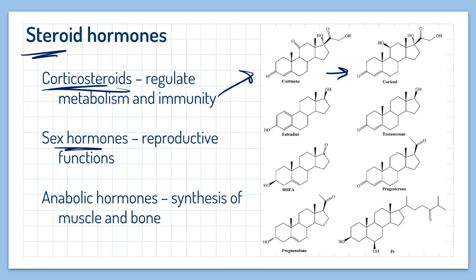We've got some sex hormones, so estrogen, progesterone, testosterone. These guys are all reproductively active hormones. And then we have some anabolic hormones. Our growth hormones are involved in the synthesis of muscle and bone. And all of them are based on those steroid molecules. They look a lot like cholesterol, right?